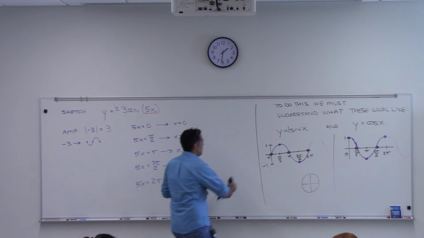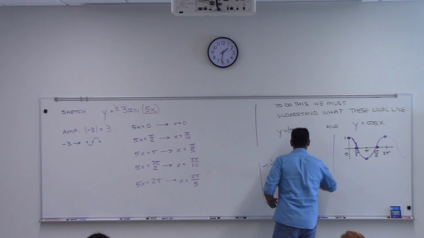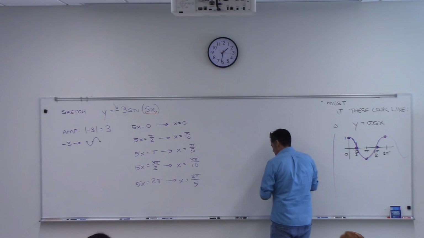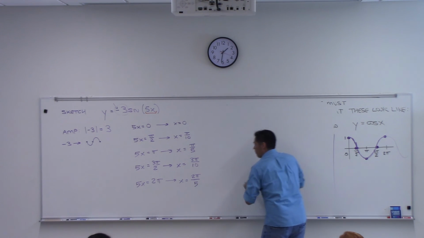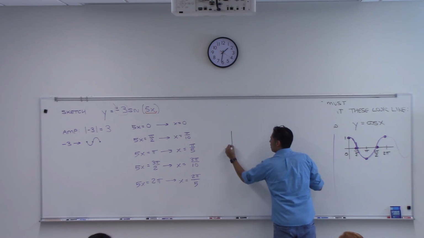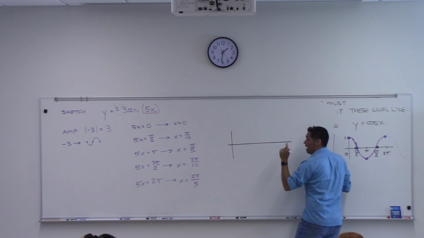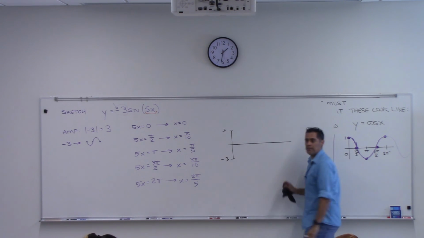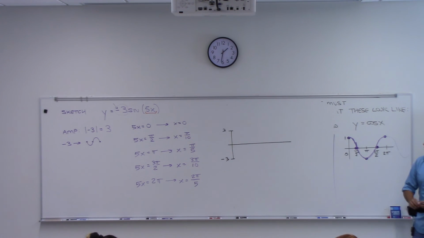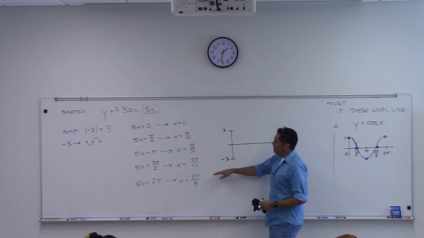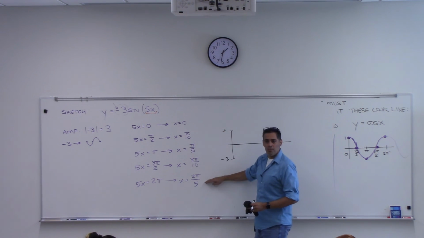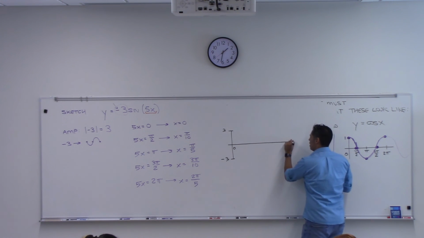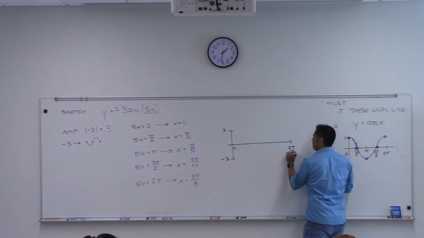I'm going to erase this part. I'll leave the cosine up for when we do the cosine one. So what I know is this. No, I'm not using red. I know that I have an amplitude of 3, so I know this is 3 and that's negative 3, right? I know that much. I know that I'm going to have this sine graph. It's going to start at 0 and end over here at 2 pi over 5.